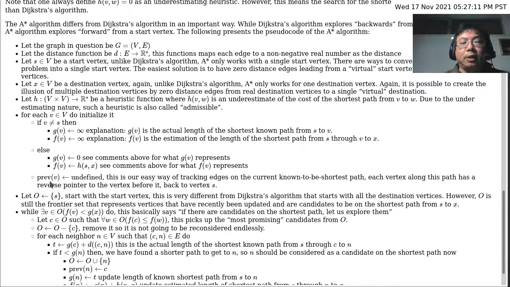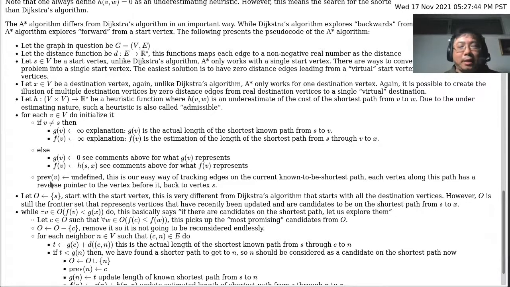So are we doing okay in terms of just understanding what is what? Because there are a lot of things here. So we have V, uppercase E, we have lowercase d, lowercase s, lowercase x, lowercase h, lowercase g, lowercase f, and then the prev function. We have all of these things to track when we run the A star algorithm. Yes, so prev of v is a vertex.